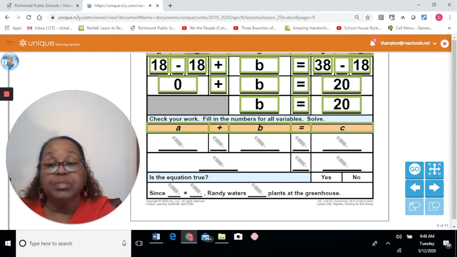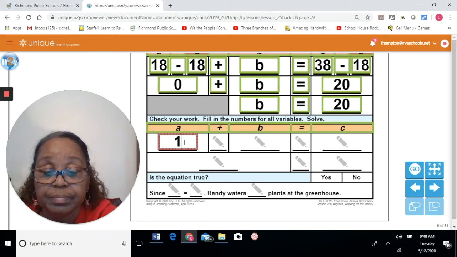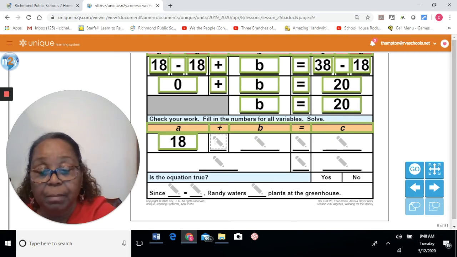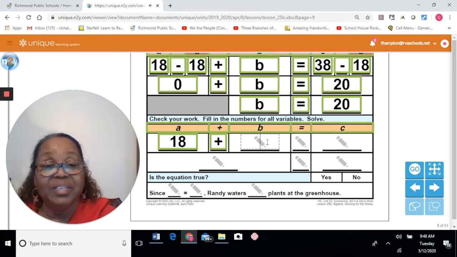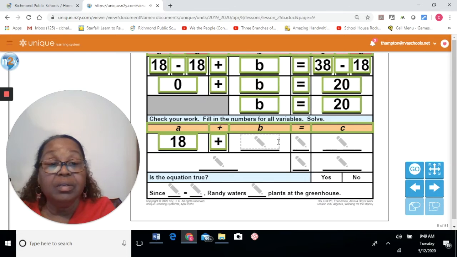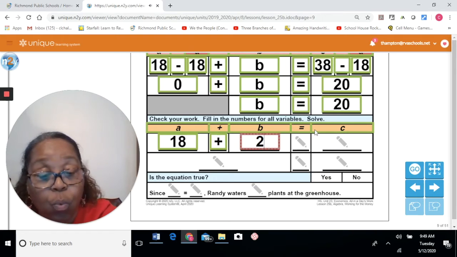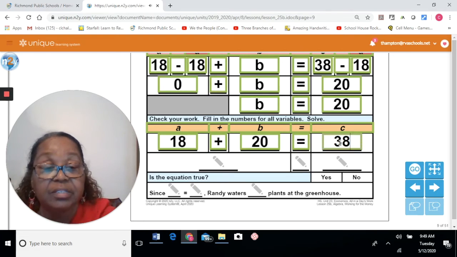All right, let's plug in the numbers. Now, this is the original equation. So we know that A was 18 plus B, plus B, and I'm supposed to be putting numbers in there, okay, which we have found B is 20. So now B is 20. That will equal C, and our original equation was 38.